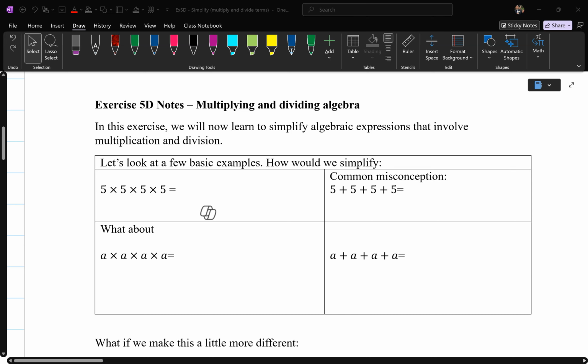All right, it's recording. Exercise 5D. Today we're doing multiplying and dividing algebra. Last session, 5C, you were doing adding and subtracting. So here, 5D, this is where the common misconceptions happen, and my aim is to show you the difference between the two.